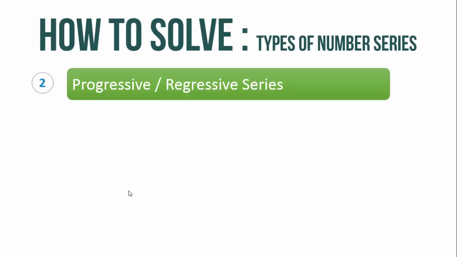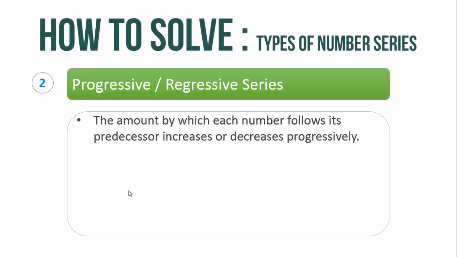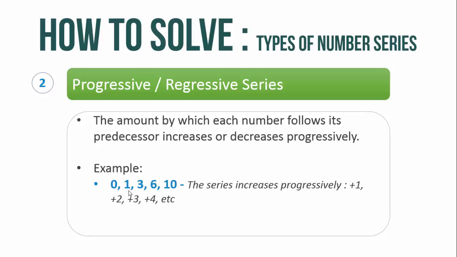The second kind of series is either a progressive or a regressive series. That means that the number by which each number follows its predecessor either increases or decreases progressively. For example, in the series 0, 1, 3, 6, 10, the series is progressively increasing. To the first number, you add 1. For the second number, you add 2. For the third number, you add 3, and so on.